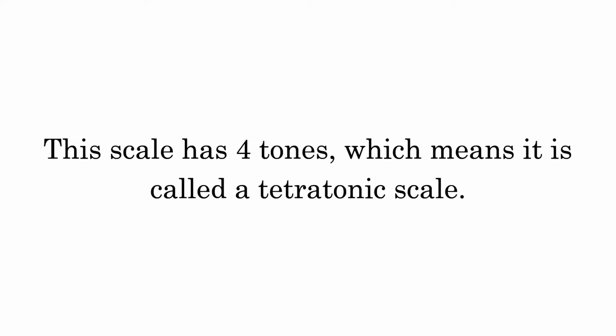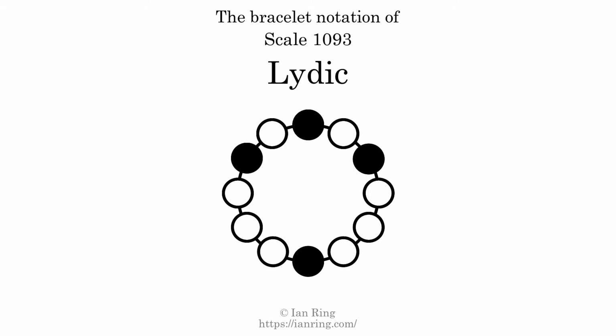This scale has 4 tones, which means it is called a tetratonic scale. This is a bracelet notation diagram of scale 1093. The shaded circles represent tones that appear in the scale, and they are read clockwise, starting at the top.